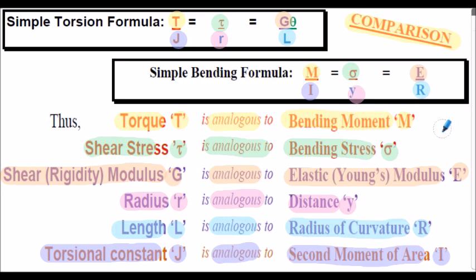So some similarities between the equations, and essentially if you understand how to manipulate the simple bending formula to rearrange for various quantities, then you'll understand how to manipulate the simple torsion formula. We'll look at application of the simple torsion formula in the next presentation.